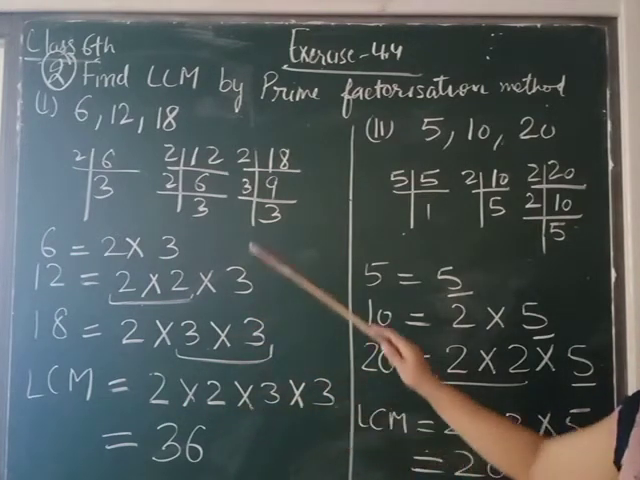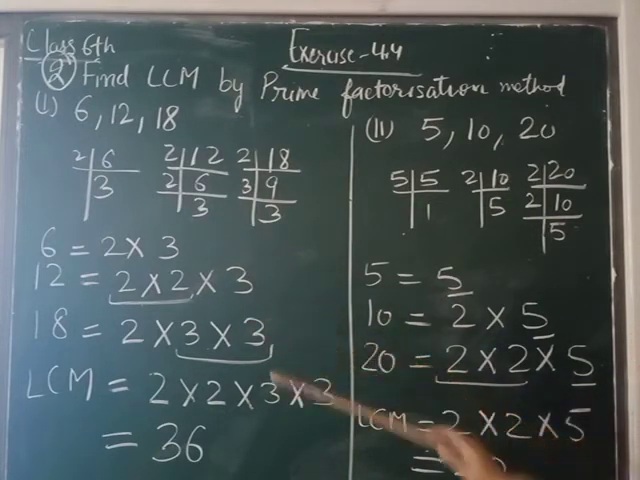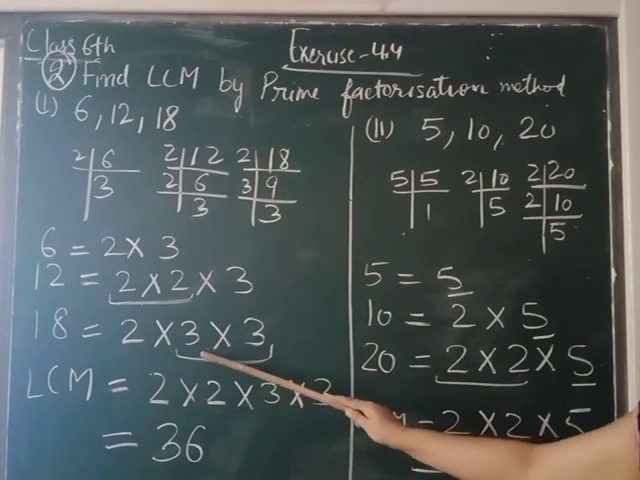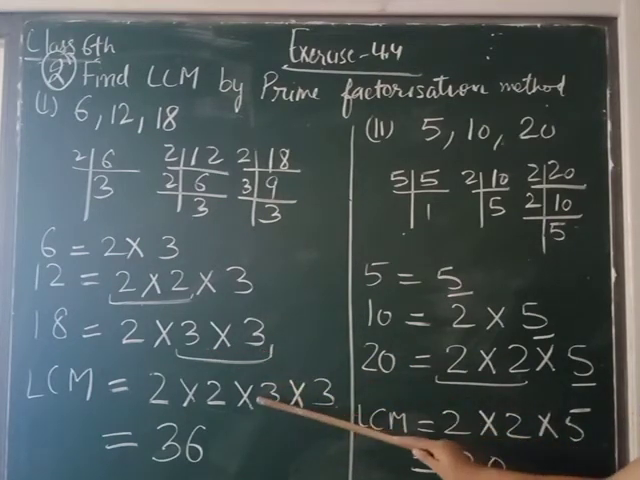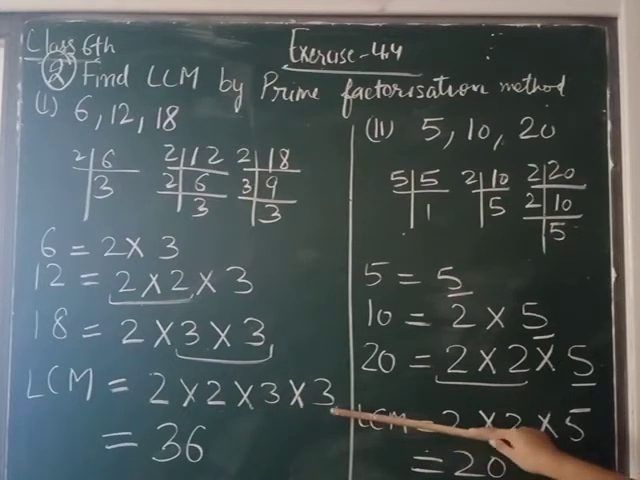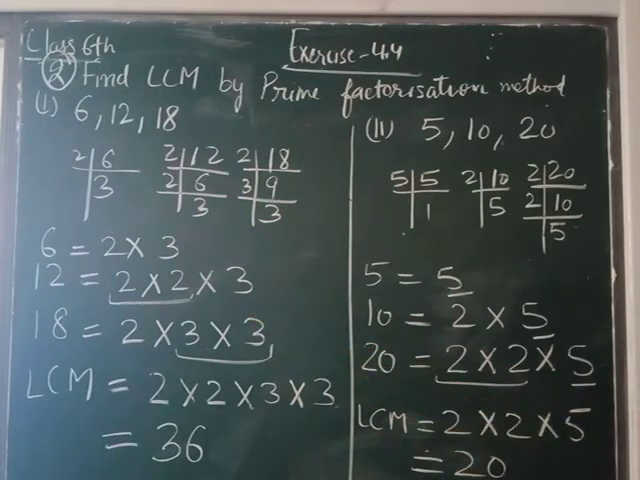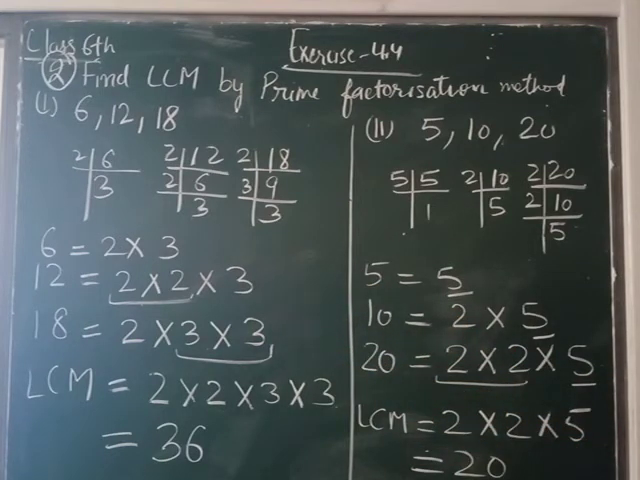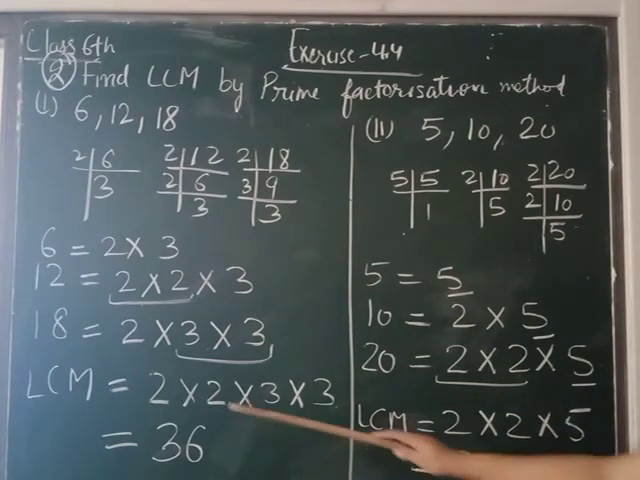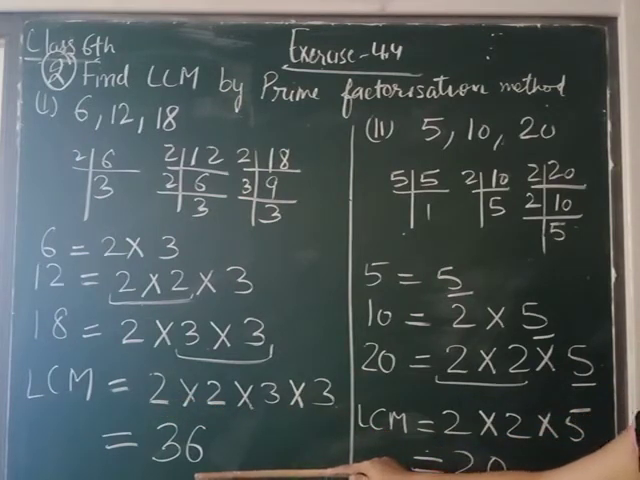Next is the maximum power of 3. Again 3 is common, and the maximum number of times 3 is coming in the factors is 2 times. So I have taken 2 times 3 here. You have to take the maximum power of the common numbers, and for those which are uncommon, there is nothing uncommon in this. But if there are uncommon factors, you will take all of them. So after multiplying all these numbers you will find LCM is equal to 36.